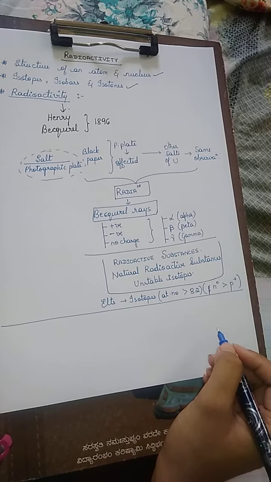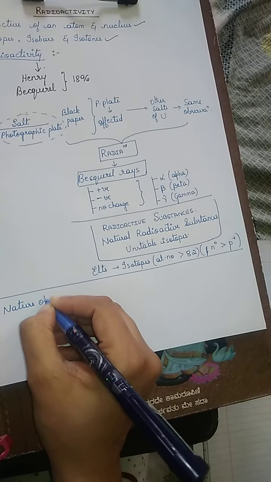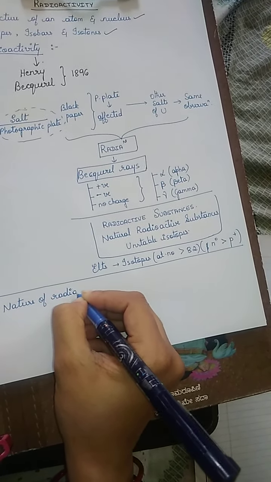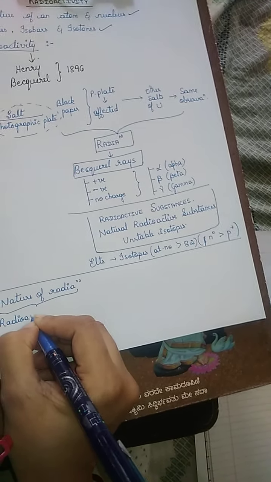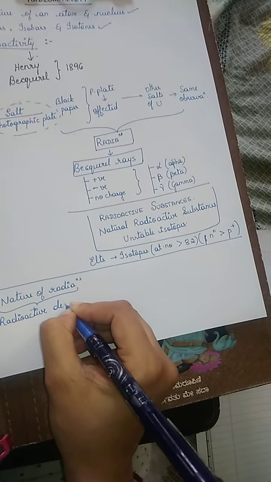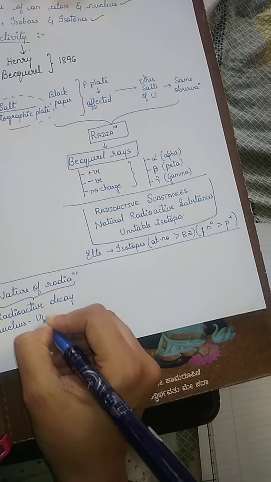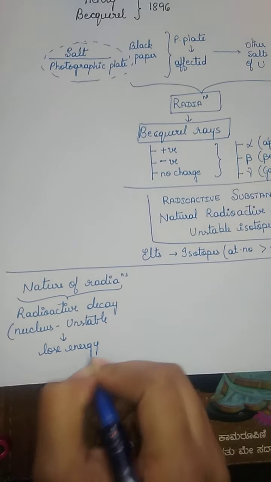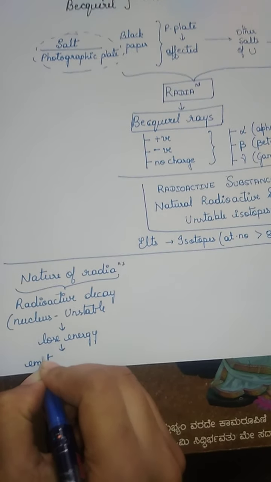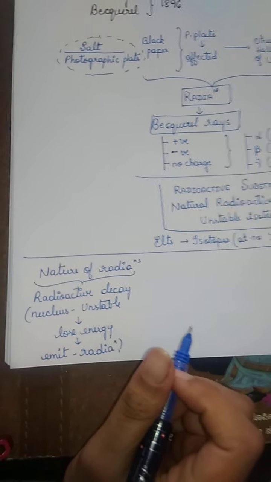Now let's study the nature of these radiations. How are they produced? These radiations are produced because of the radioactive decay of the elements. Radioactive decay means the nucleus, which is basically unstable, loses some amount of energy when it emits some sort of radiations. So this is called radioactive decay.